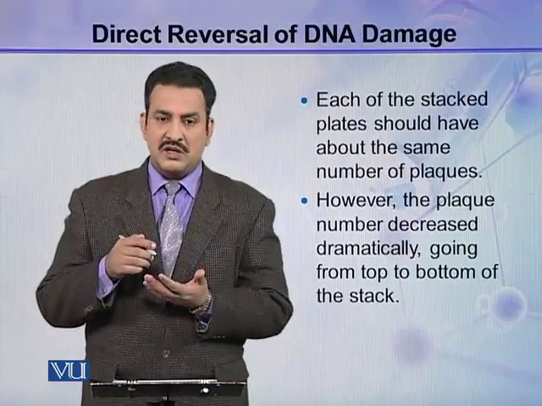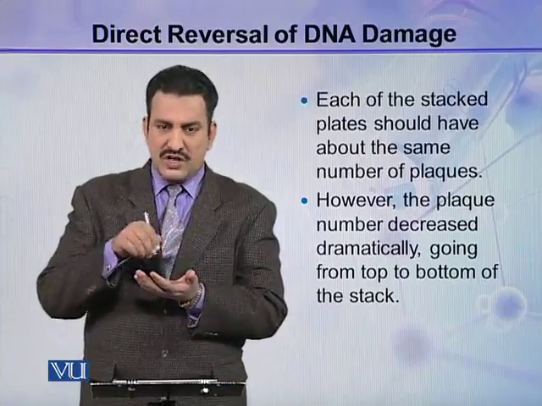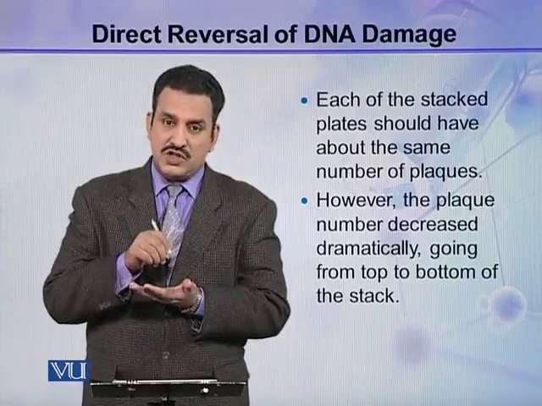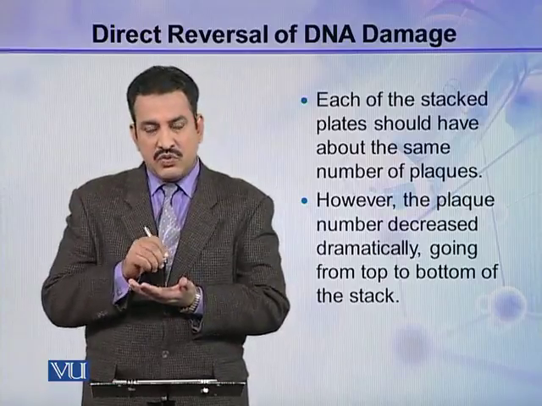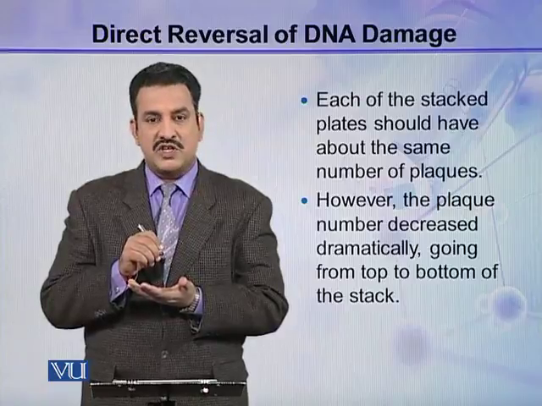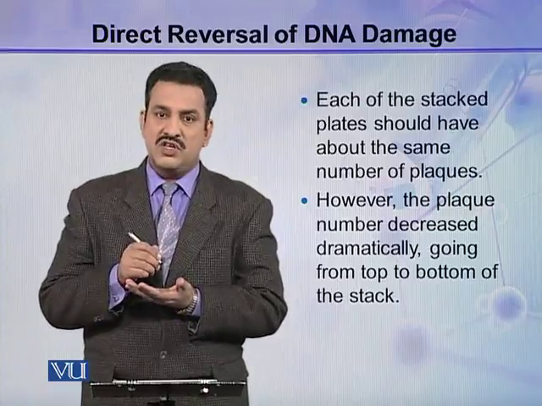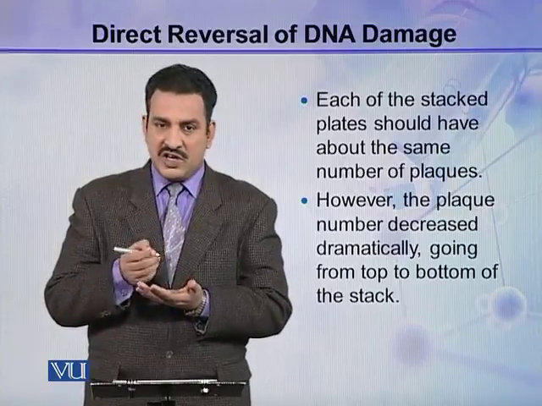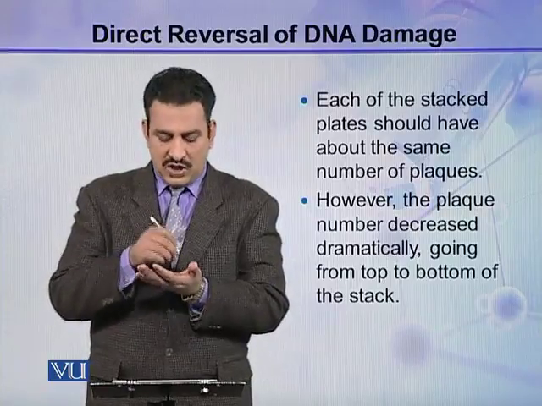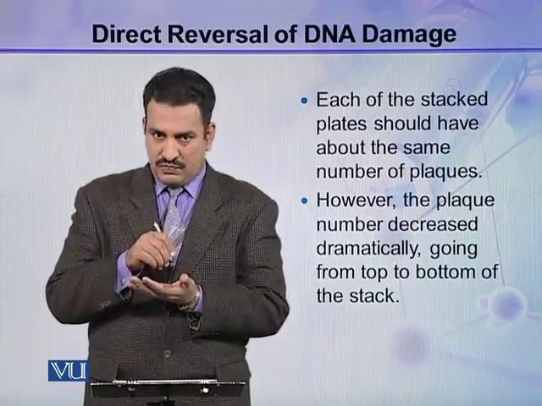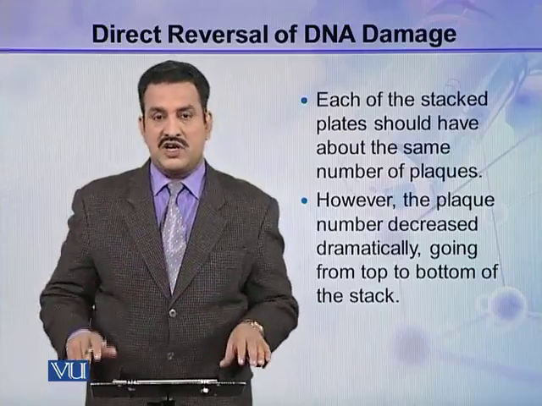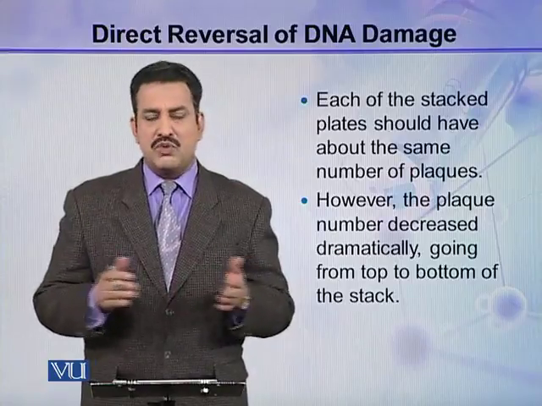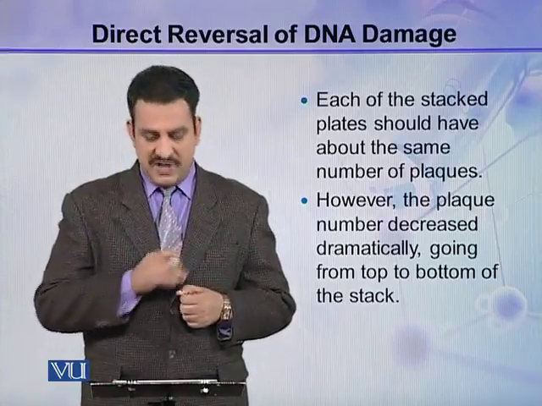A plaque is a clear zone which is formed on the plate, at the site where the bacteriophage has lysed the bacteria. So the bacteria were killed, lysed, and a clear zone was formed. This clear zone is called a plaque. So he was expecting almost the same number of plaques in all the plates.